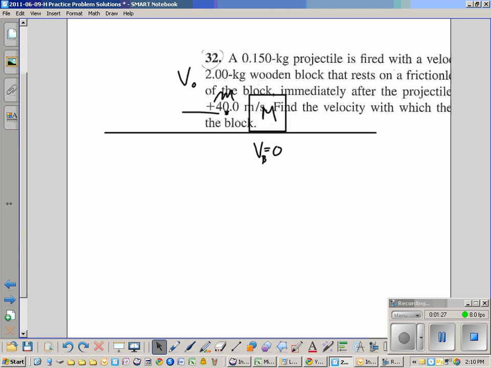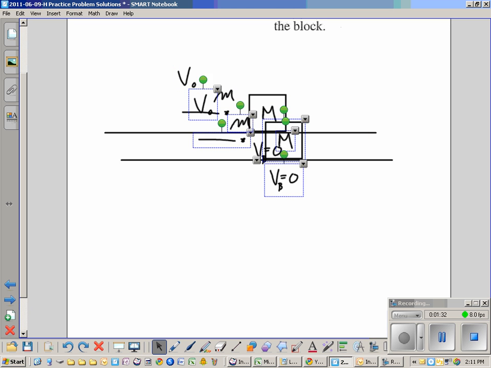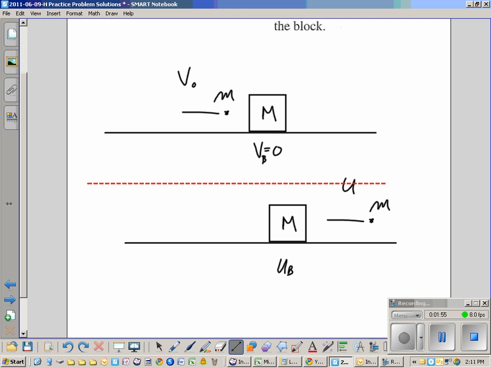Now afterwards we'll do exactly the same thing. Take all of this. Now after the fact, the bullet's over here, and it's not v naught, it's u. In fact, we'll just call it u, and we still have mass m. Now the velocity of the block, u for the block, is not equal to 0, and we've got to figure out what it is. I'll put a red dashed line in there representing the event.